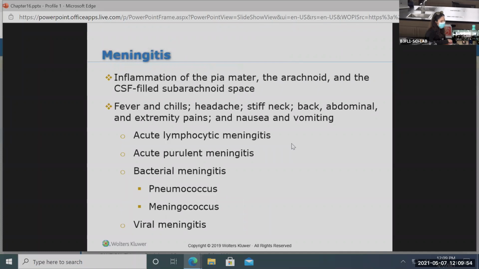Please highlight meningitis. What is meningitis? It is the inflammation of the pia mater, the arachnoid mater, and the CSF-filled subarachnoid space, everything. That means, except the dura, all are involved. Pia mater, arachnoid mater, and the subarachnoid space which contains the CSF.